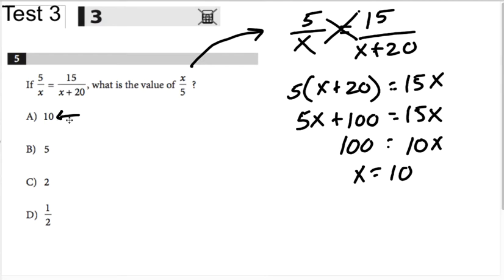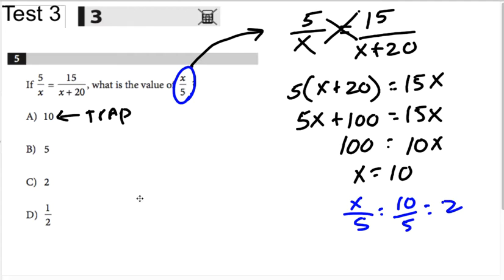So this is a trap, right? This is a trap answer because they didn't want x. They want x over 5. You've seen one like this before, right? They want x over 5. So x over 5 is 2. Right, and that's great. That's answer C.